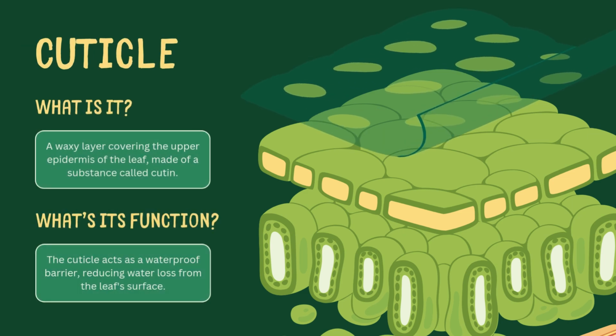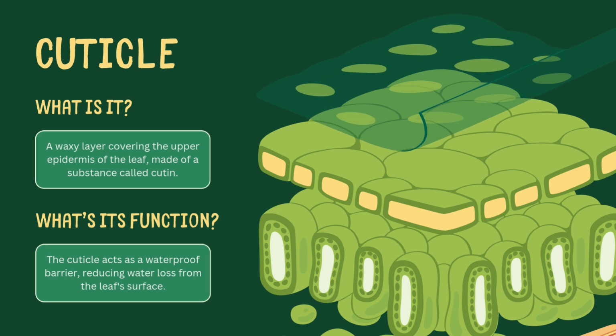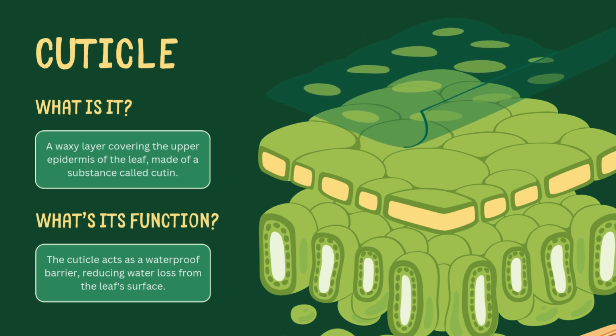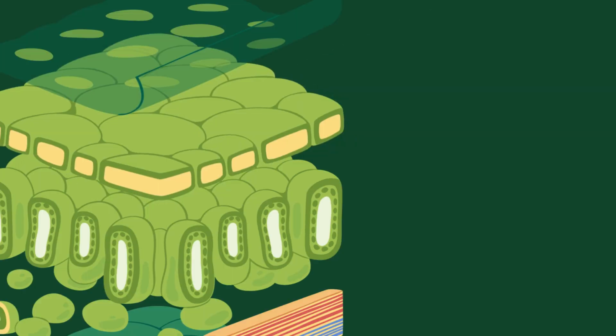1. Cuticle. What is it? A waxy layer covering the outer surface of the leaf. Function: prevents water loss by acting as a barrier. It also protects the leaf from pathogens and damage.